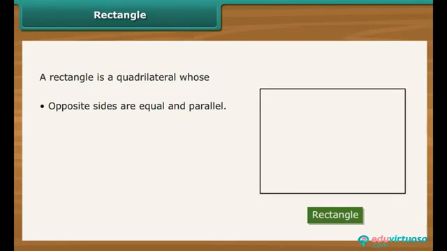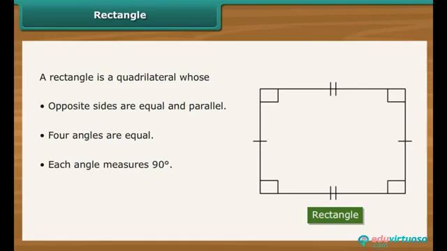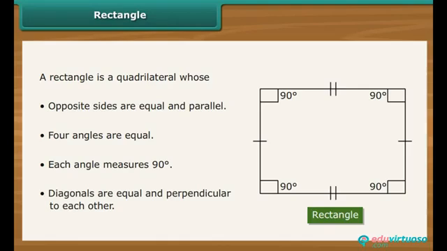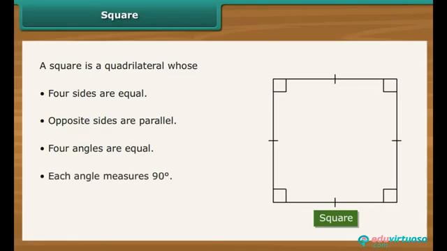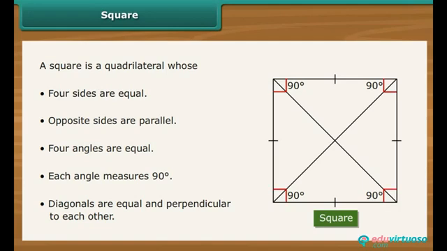Rectangle. A rectangle is a quadrilateral whose opposite sides are equal and parallel, whose four angles are equal, whose each angle measures 90 degrees, whose diagonals are equal and perpendicular to each other. Square. A square is a quadrilateral whose four sides are equal, opposite sides are parallel, four angles are equal, each angle measures 90 degrees, diagonals are equal and perpendicular to each other.